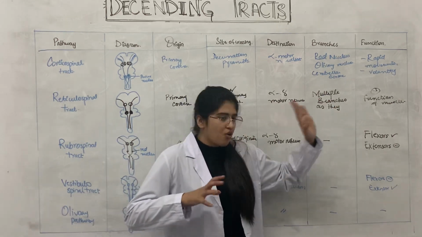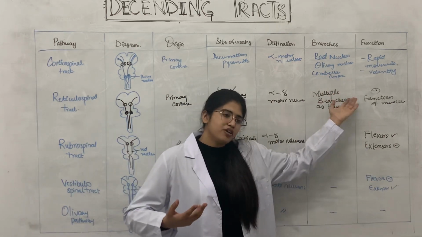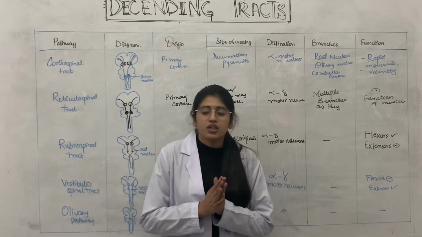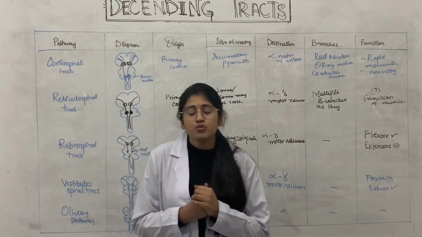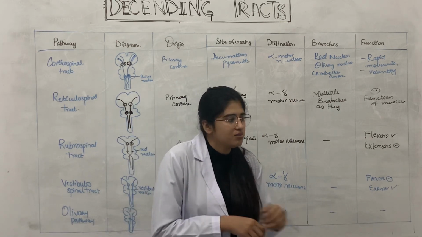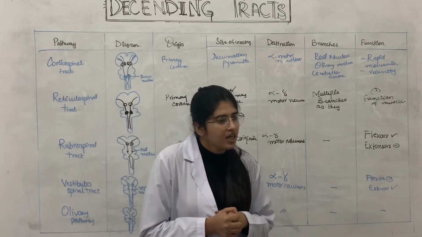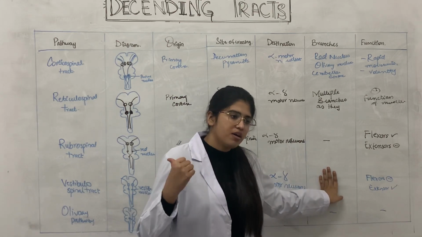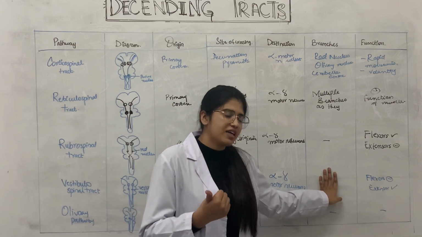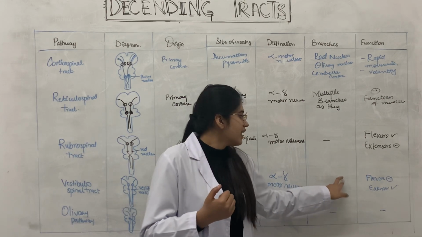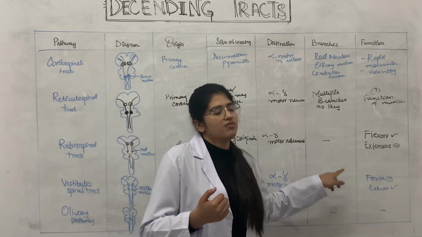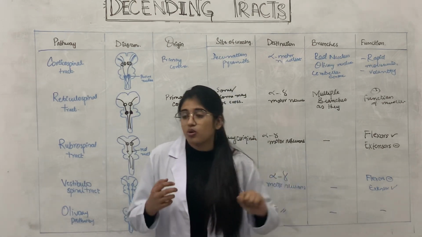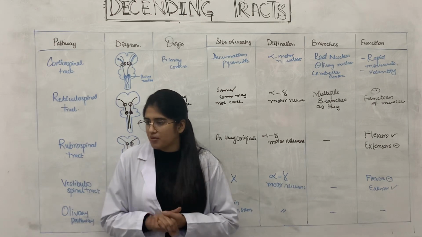And obviously their functions are different. The corticospinal tract has the function of rapid movements, and the reticulospinal tract has the function of inhibiting the muscles, and the flexors will be activated by the rubrospinal tract, that is coming from the red nucleus, and the extensors are activated by the pathway which we call the vestibular tract. So are you clear? Any questions up to now?